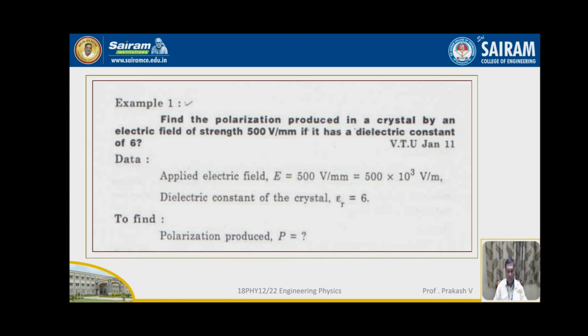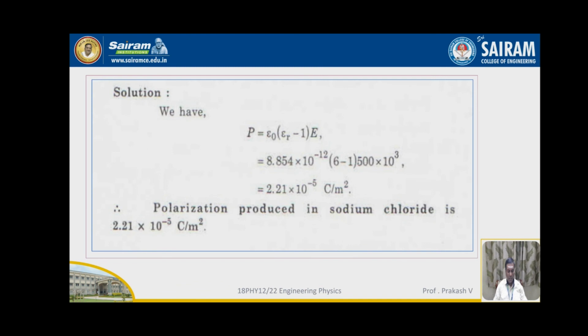So the value of E is equal to 500 volt per millimeter, that is equal to 500 × 10^3 volt per meter, and the value of dielectric constant epsilon r is given as 6. So here we have to find out the polarization produced, that is P. So we have P is equal to epsilon 0 into (epsilon r minus 1) into E, that is equal to 8.854 × 10^-12 × (6 minus 1) × 500 × 10^3. So after simplification, the value of P is equal to 2.21 × 10^-5 coulomb per meter square.